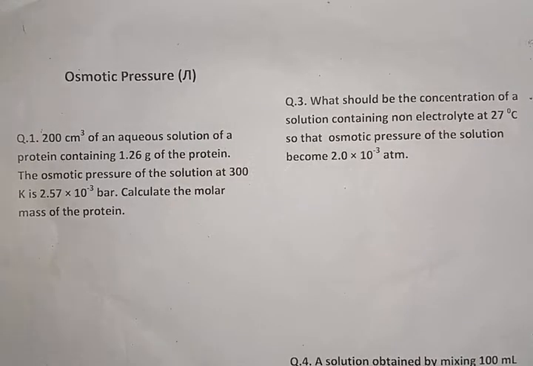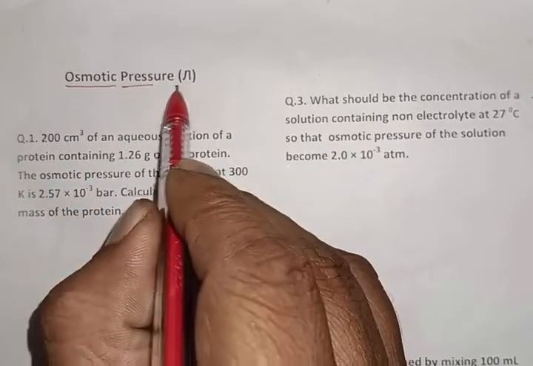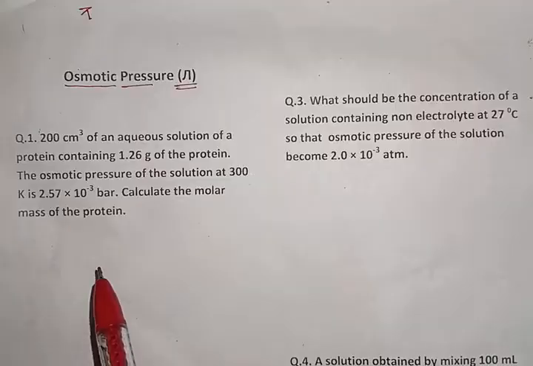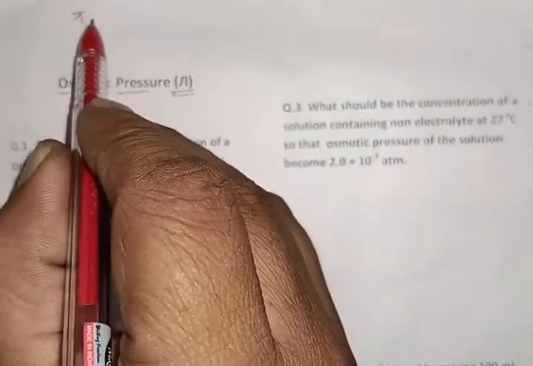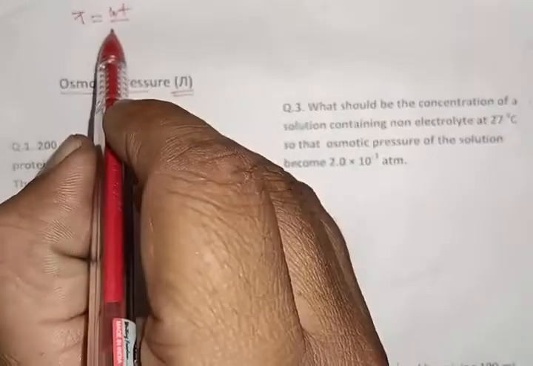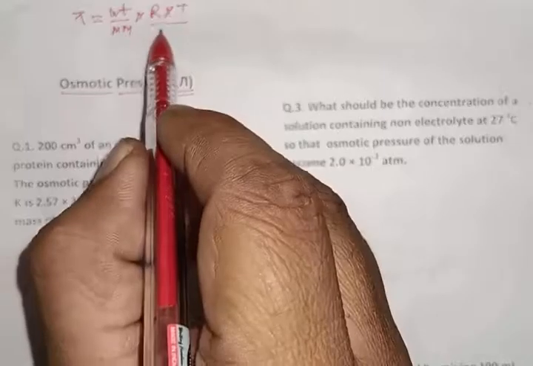Next is the numerical based on the osmotic pressure. As we know, the osmotic pressure is represented by pi, and it has two main formulas. The first is pi is equal to weight of solute divided by molecular mass of the solute, multiplied by R, that is the gas constant, into T, divided by the volume of the solution.